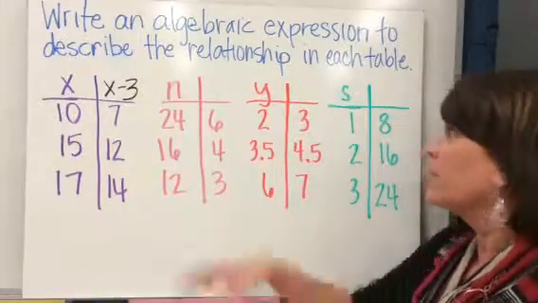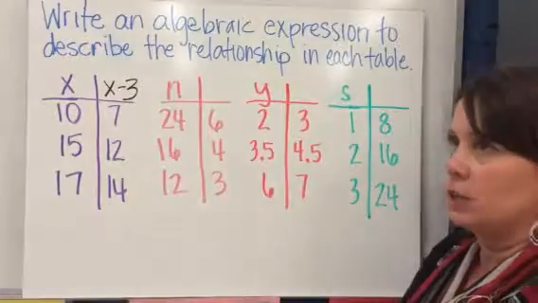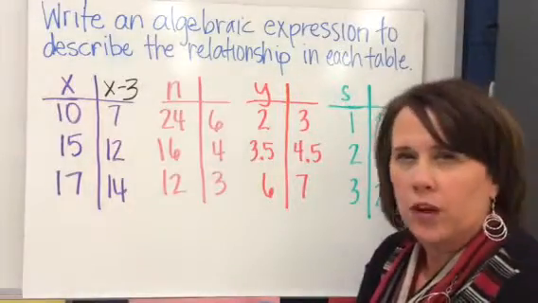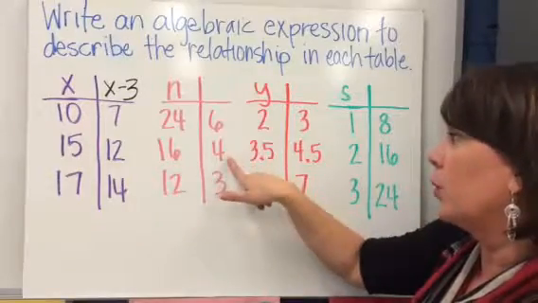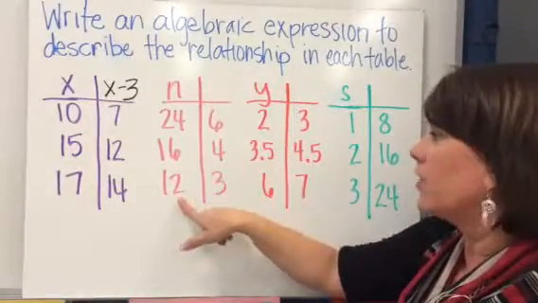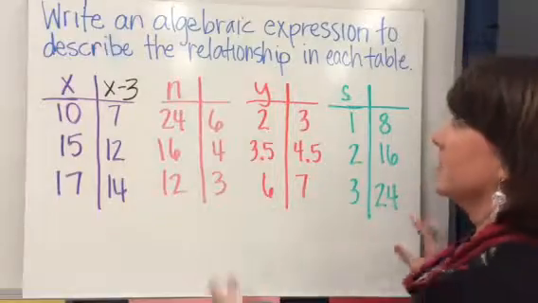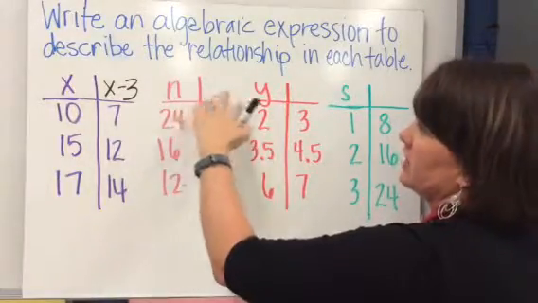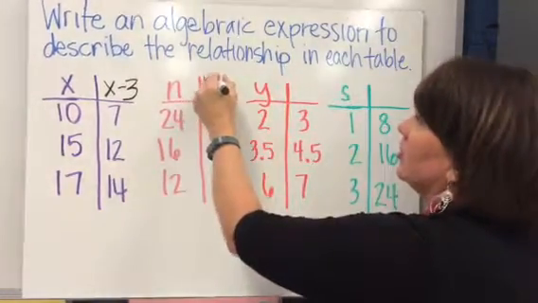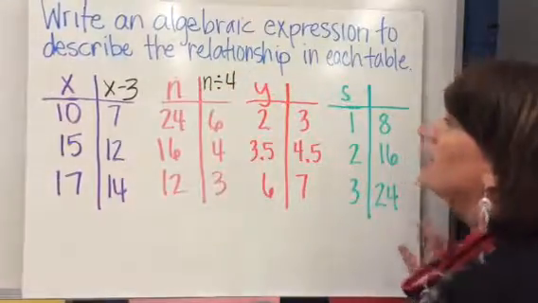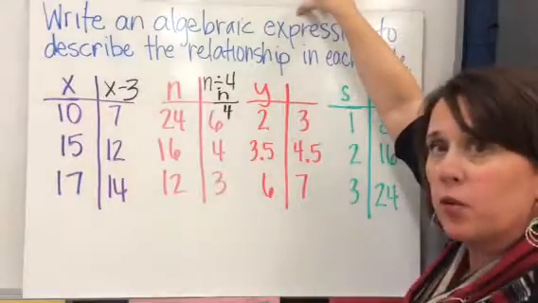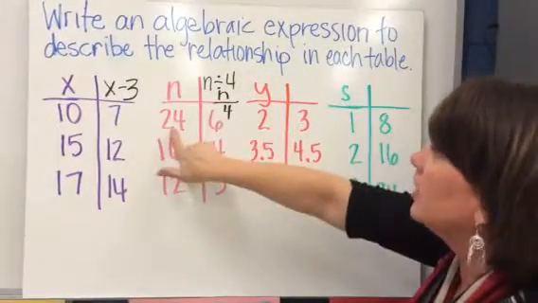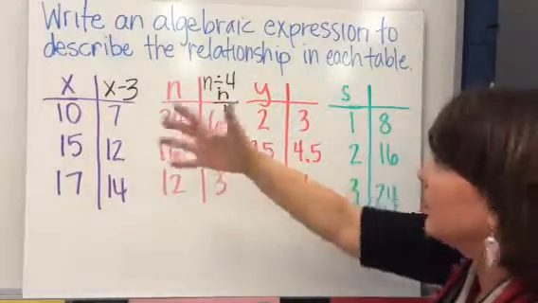What if I'm dividing? 24 divided by what equals 6? 24 divided by 4 equals 6. Is 16 divided by 4 4? Yes. Is 12 divided by 4 3? Yes. So the algebraic expression that's represented here is n divided by 4. Sometimes you'll see it written as n over 4. That means n divided by 4 as well. Whatever you do to n, you're dividing it by 4, whatever n is.